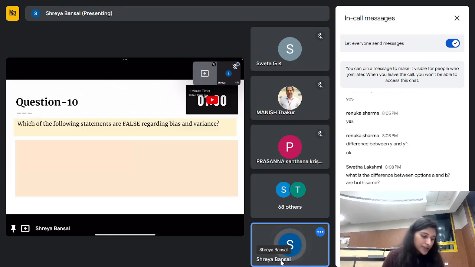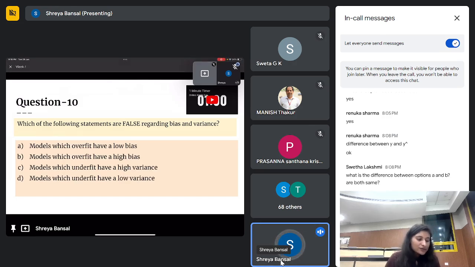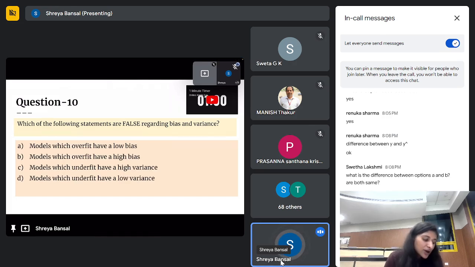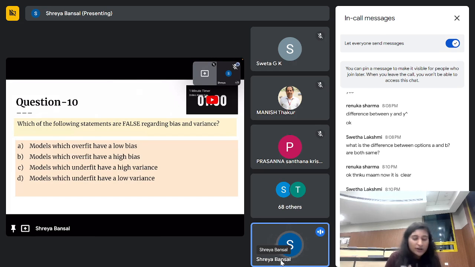Next is the last question, question 10. What is false related to bias and variance? You have a model which overfits has low bias or high bias, or underfits has high variance or low variance. I'll give you a trick. Just let me know the correct answer. It will be very easy for you. Yes, correct.